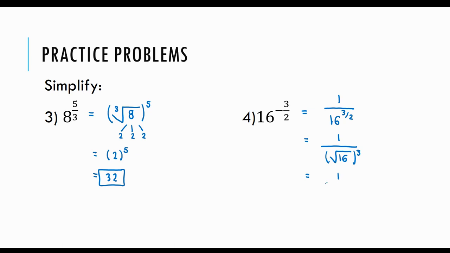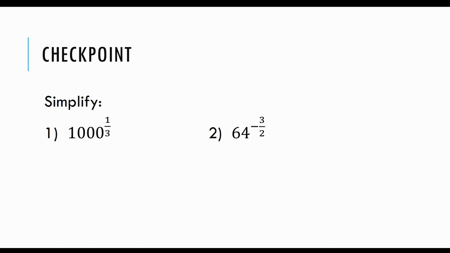So now in this case, I start with what's in parentheses. The square root of 16 is going to be 4. And so now I want to cube 4, but that's in my denominator. So I have a fraction still, so it's 1 over. Well, 4 times 4 times 4 is going to be 64. So 1 over 64 is going to be my answer. So I would suggest that you pause the video, try these 2 checkpoint problems.